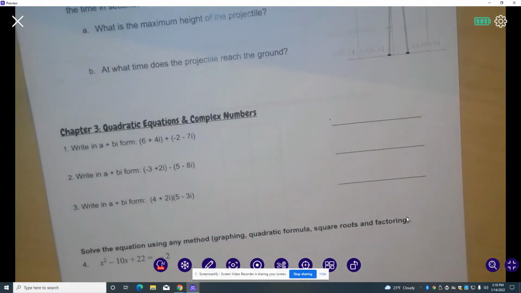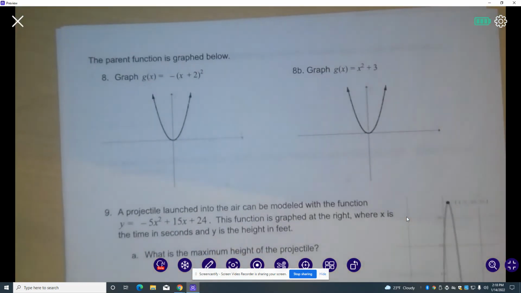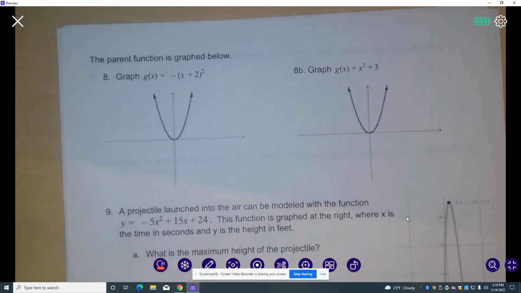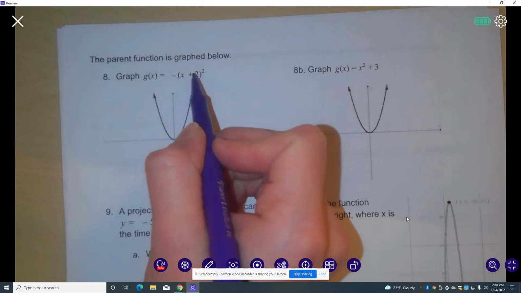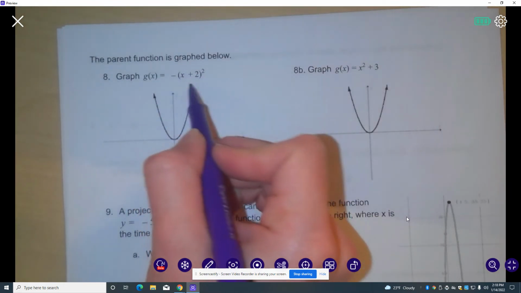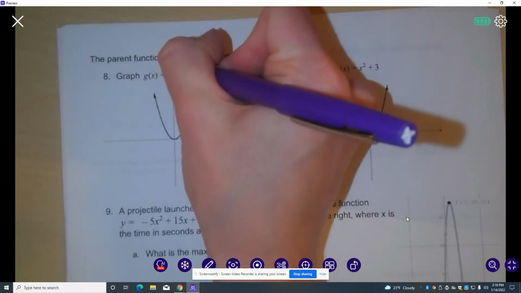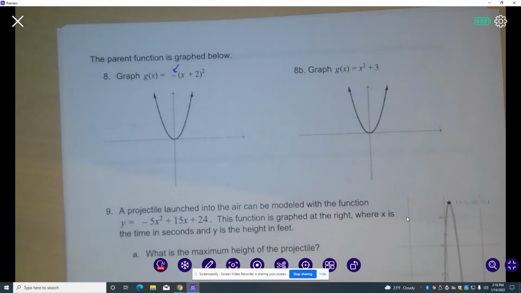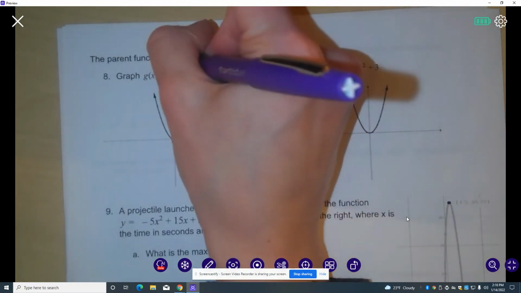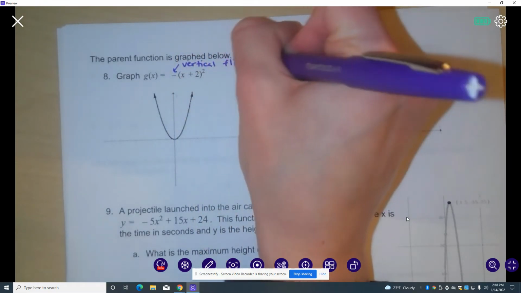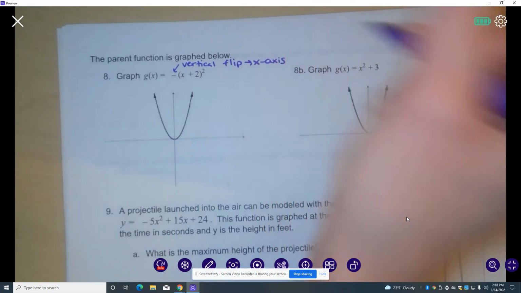All right, moving on to number 8. This one is similar to how we graphed number 7. So the parent function in both 8a and b is graphed, and we're going to graph the new function g of x. And so I want you to think about how the parent function was transformed using the equation of g of x. So remember, we have a negative out here, and it's outside of the parentheses. So this is a vertical flip, meaning you're going to flip across the x-axis or reflect across the x-axis.